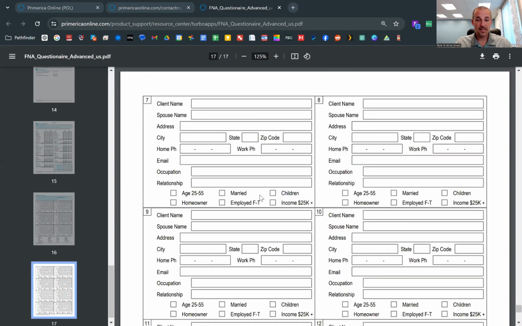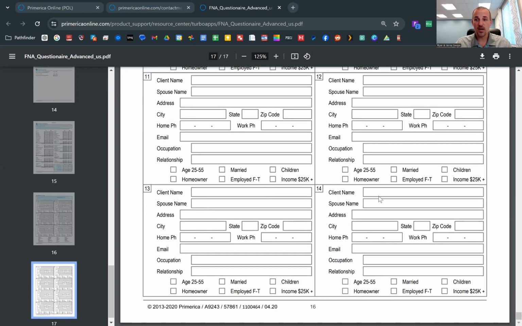So that is it. That's the last page, and that's going to wrap up our training for receiving and collecting the information for a financial needs analysis. And then we're going to do another training on how to actually take that information and input it into the computer system on the next training.